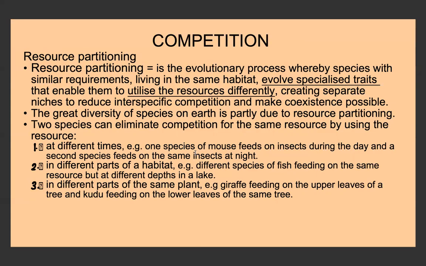Some of the ways that species can eliminate competition is by using the resource at different times, for example, at night or during the day, or in different parts of a habitat. For example, different species of fish feeding on the same resource but at different depths, and in different parts of the same plant. For example, giraffes feeding on the top part of a tree and kudu feeding on the lower leaves of the same tree.